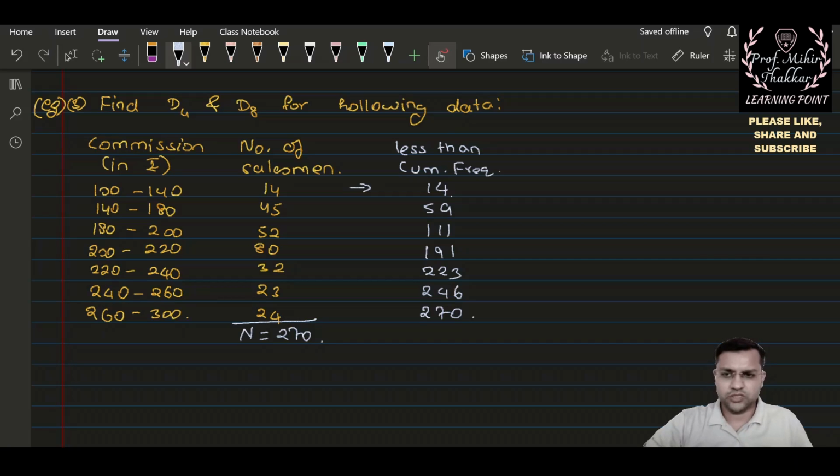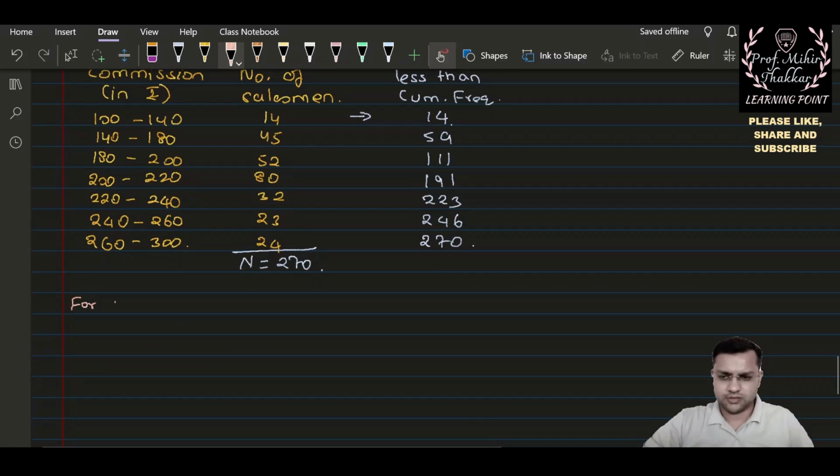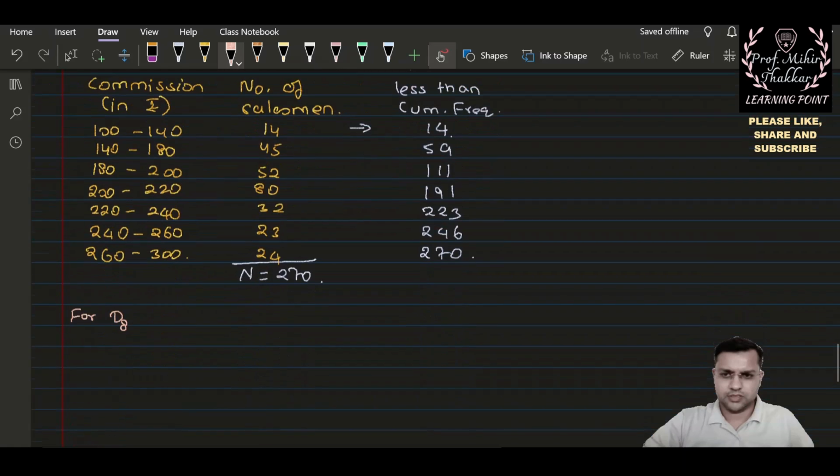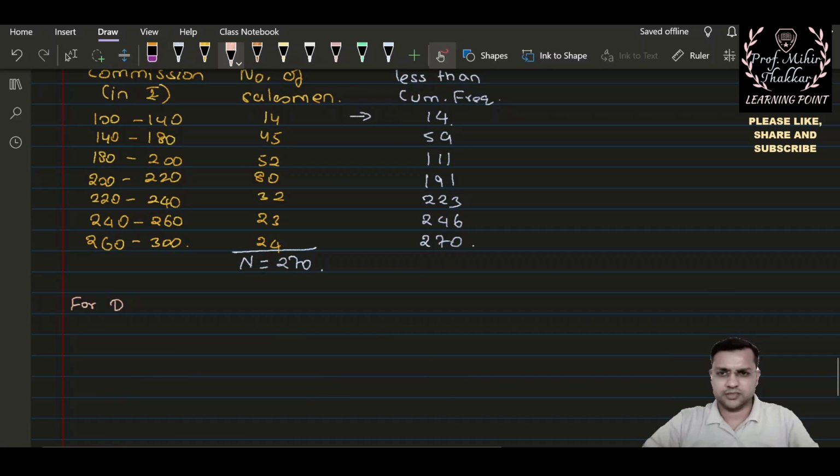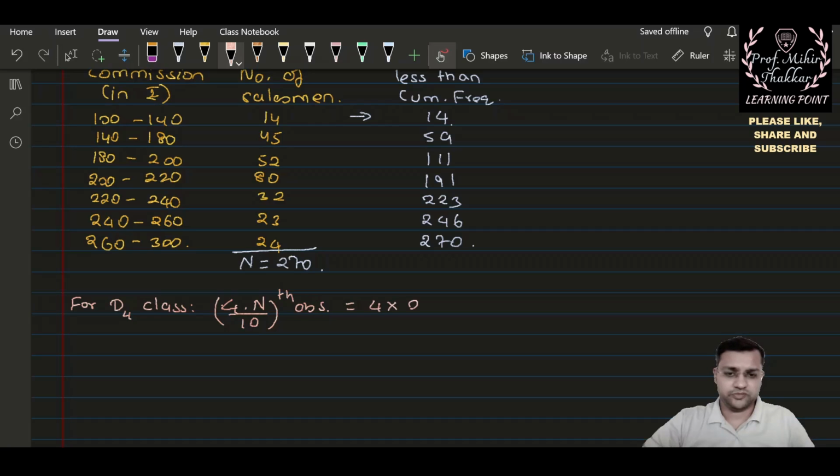After calculating the less than cumulative frequency values, we need to now find out the D4 class and the D8 class. So we write over here for D4 class, it becomes 4 into n divided by 10, the 10th observation, which is 4 into 270 upon 10.